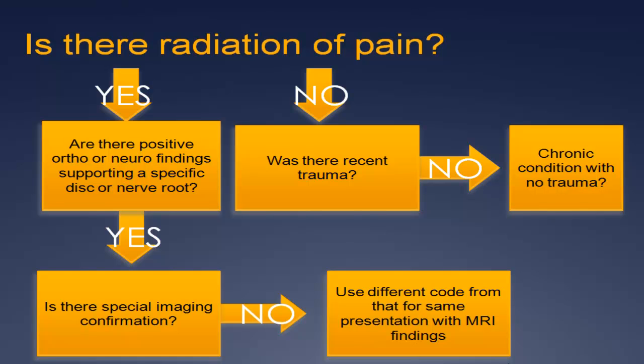If yes, is there special imaging confirmation? If yes, use one code. If there is not special imaging evidence, code it differently. Next, if there was no radiation, was there recent trauma? If not, is this a chronic condition with no recent trauma? Each of these distinct entities was coded so that we could represent each in our data.